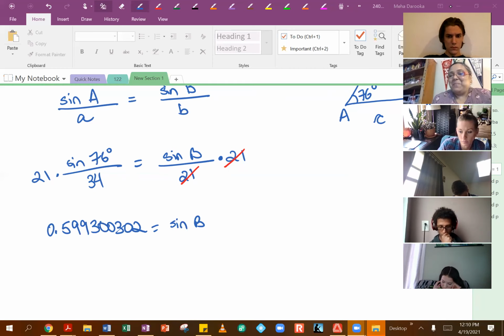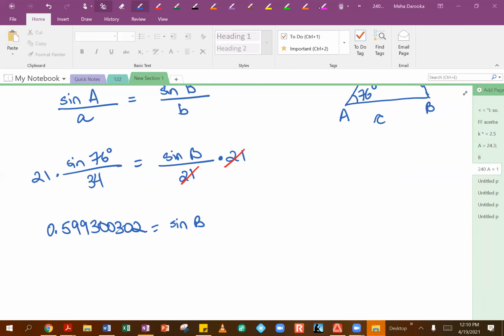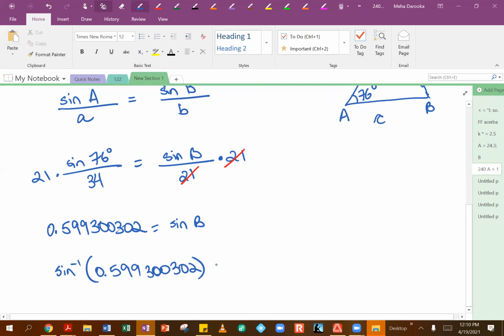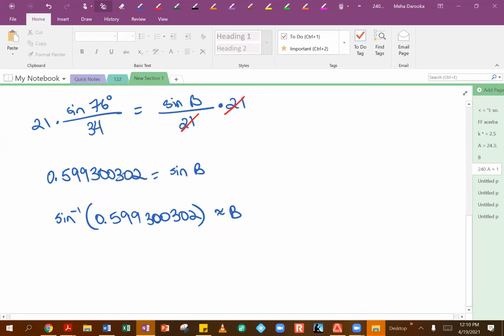Very nice. Remember, when you're trying to find the angle, this is where we bring in those inverse functions. So you will actually end up doing arc sine or sine inverse on this number that we just came up with. That's why we're not rounding this answer. So use sine inverse on this number to help you find angle B.